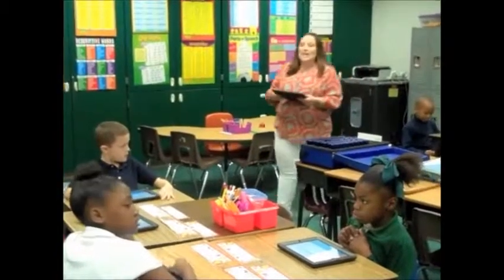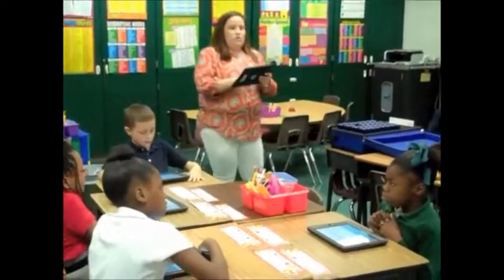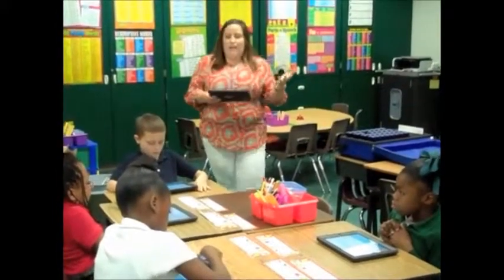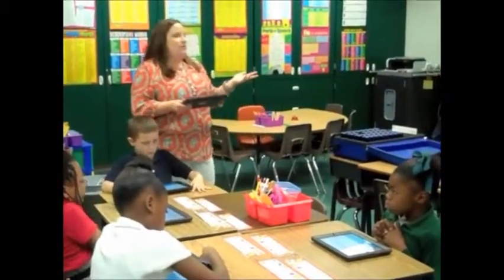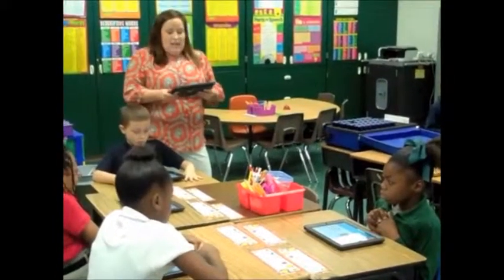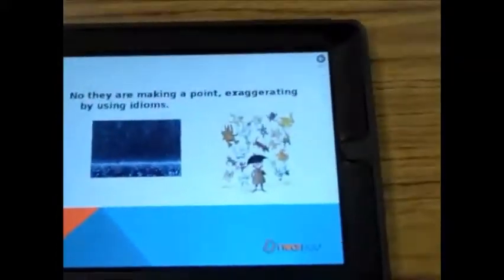No, this is called an idiom. And idioms are used to exaggerate something. Okay, these people aren't lying. Do they mean it literally that cats and dogs are falling from the sky? No, it's an exaggeration. They are making a point by exaggerating, using the idiom raining cats and dogs.